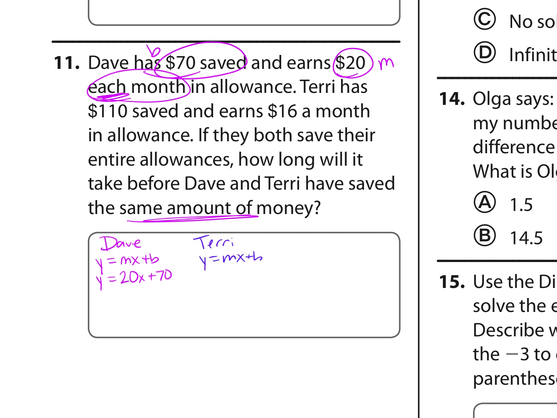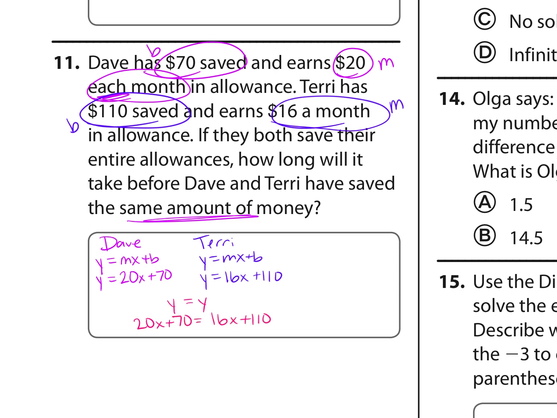We're going to plug into y equal mx plus b. Terry has $110 saved, that's b, and earns $16 a month. That's a rate of change, it's repeated, it's m. So we plug in and we get y equal 16x plus 110. When will they have the same amount? When will their y's be the same, is what that is saying. So when 20x plus 70 is equal to 16x plus 110.